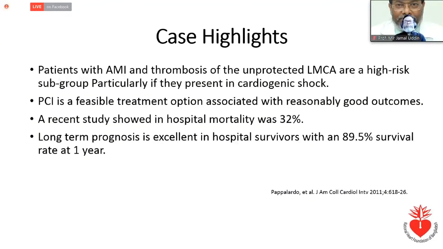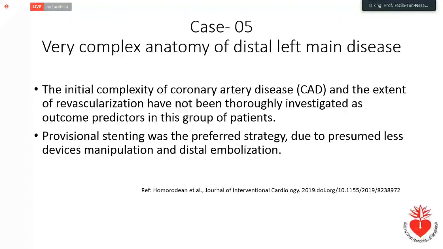So patients with ST segment elevation MI and thrombosis, when they're in cardiogenic shock, without doubt are a very high risk subgroup, and PCI is generally a feasible treatment option. A recent study has shown that in-hospital mortality for these patients who have undergone PCI is 32%, and the long-term prognosis is excellent in hospital survivors. So if we can discharge these patients, they have an excellent survival rate of 89.5% at 1 year. So doing a PCI for these patients is definitely worthwhile.